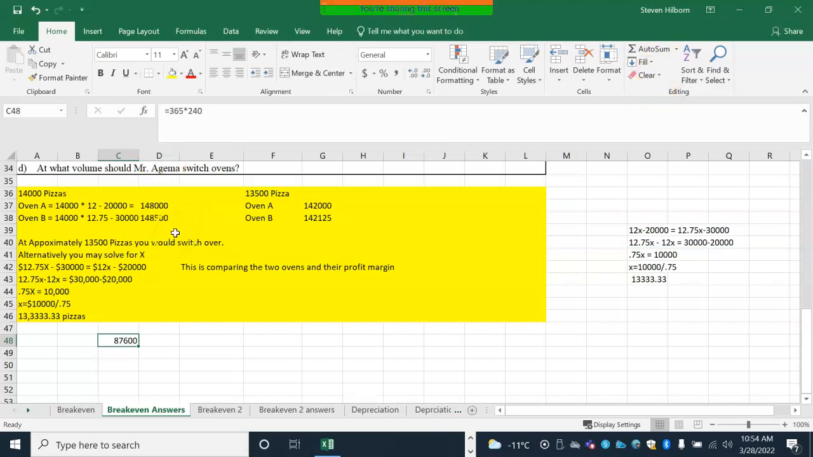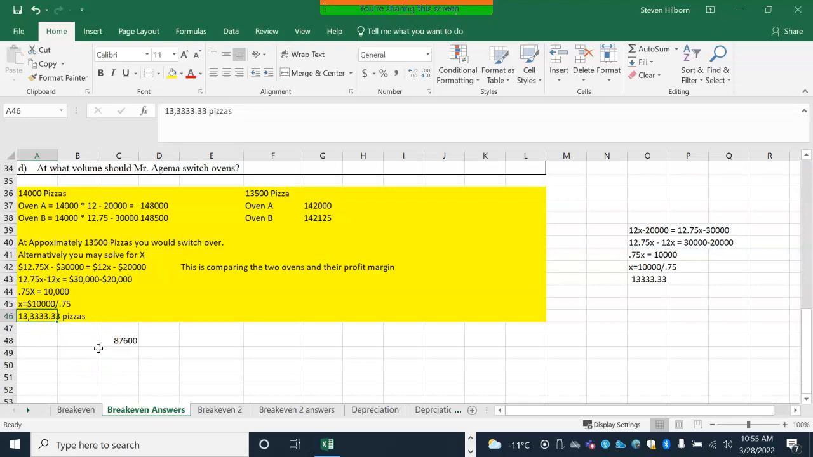So Agama's Punjab Pizza Place is not very popular if they're only selling 14,000. If you are selling something like that, even if it's half of that, even if it's selling 10 pizzas per hour, Oven B is going to really help you out. In this particular scenario where we're not really sure, we are reducing our cost by 75 cents. So $10,000 divided by 0.75, we have to sell 13,000 pizzas exactly to get that break-even point between the two.